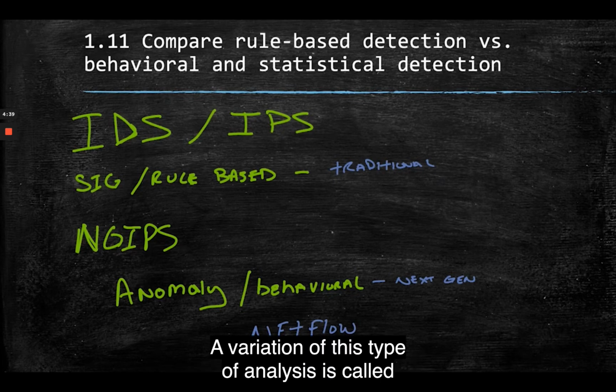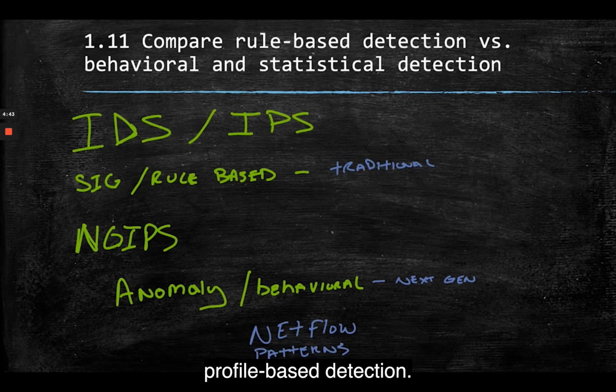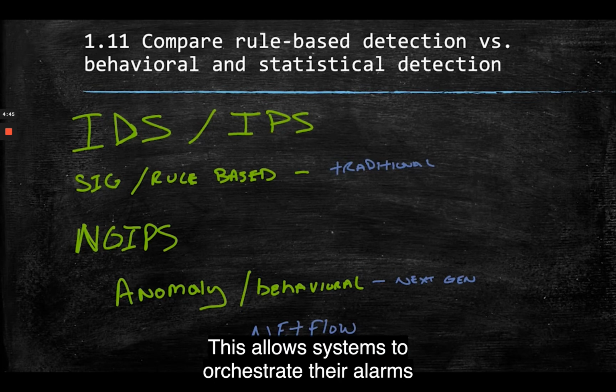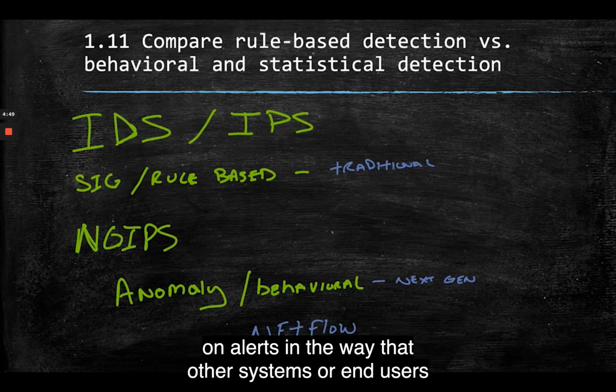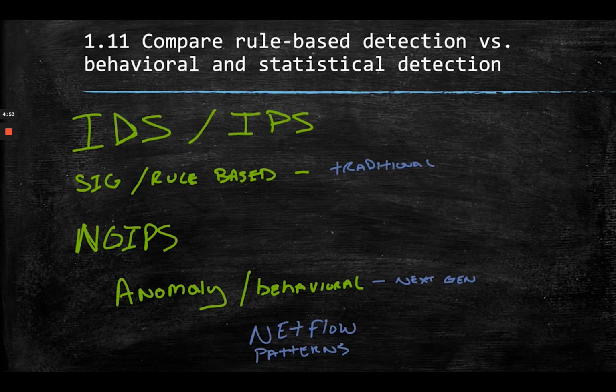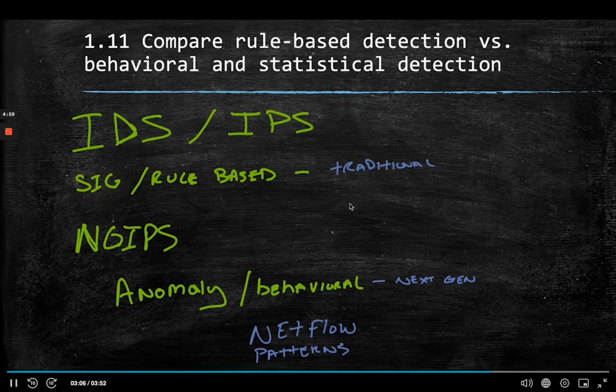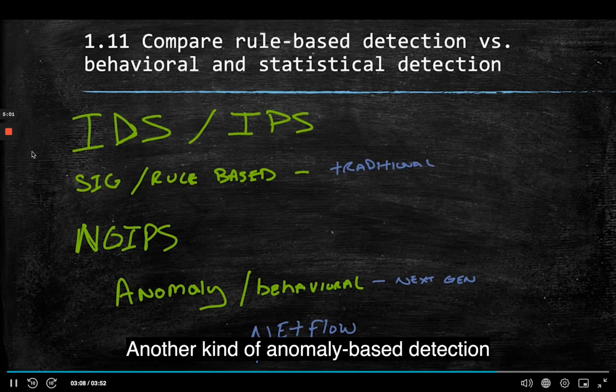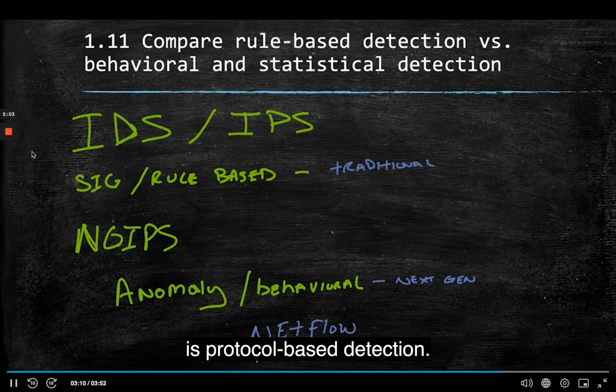A variation of this type of analysis is called profile-based detection. This allows systems to orchestrate their alarms on alerts in the way that other systems or end users interrelate on the network. Another kind of anomaly-based detection is protocol-based detection.